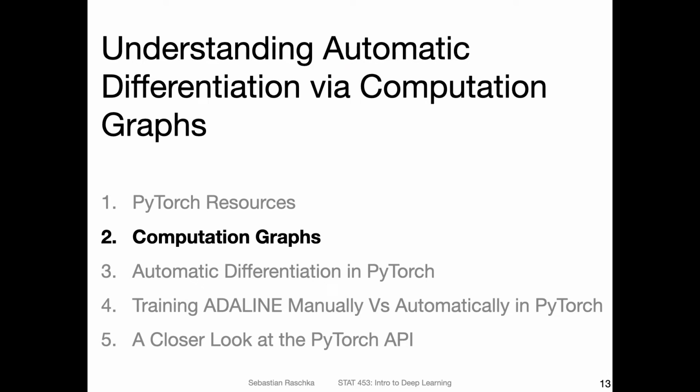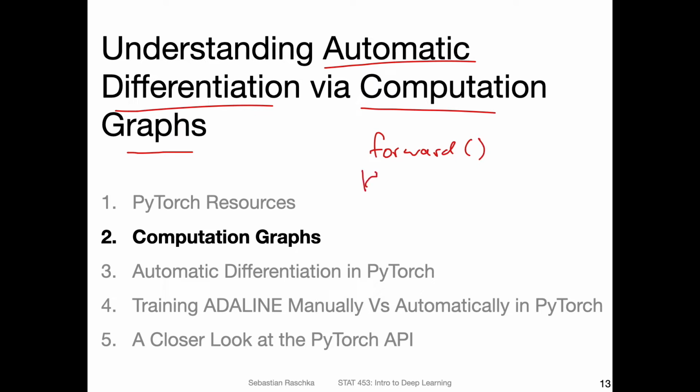Yeah, in order to understand automatic differentiation, I think it's helpful to take a look at computation graphs. So computation graphs are a graph of a computation or calculation that we define or execute in PyTorch. So in PyTorch in particular, when we implement neural network models, there will be two methods. One is the forward method and one is the backward method.